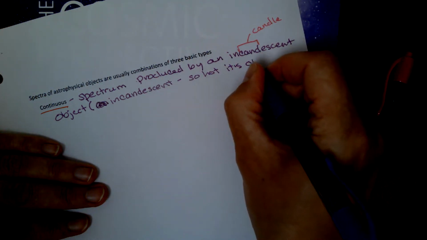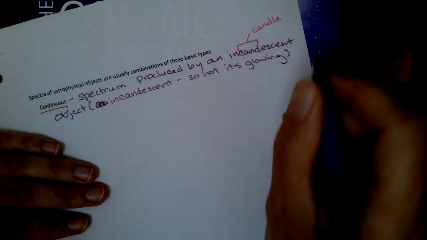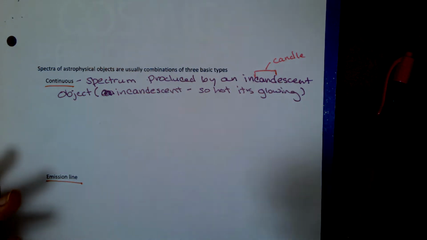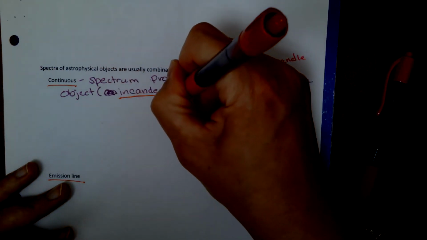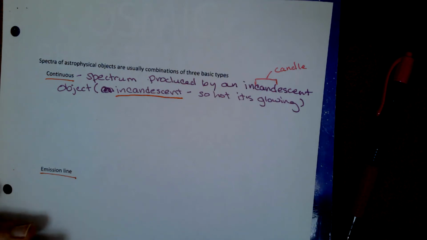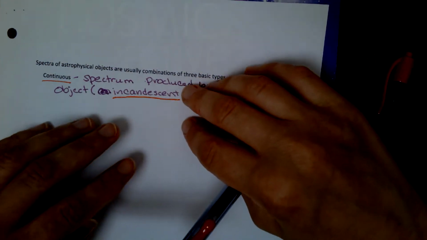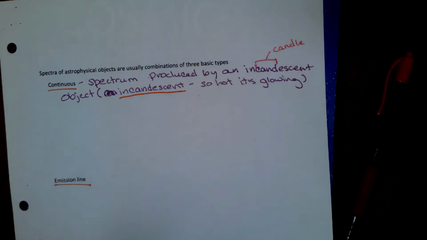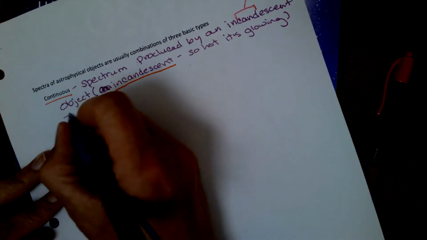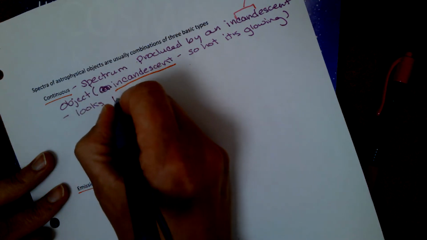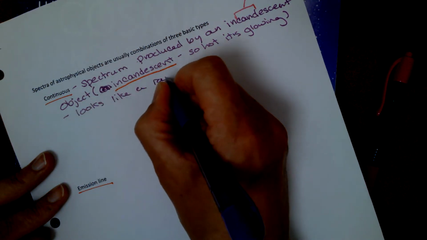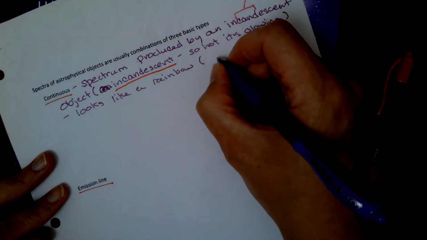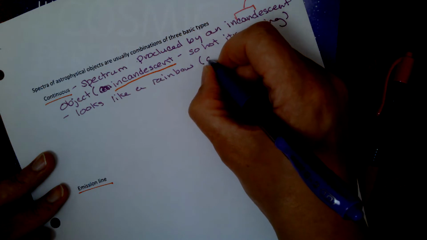it's glowing. And really, as we're going to learn about in thermal radiation, everything above absolute zero is hot enough that it's going to be producing some sort of spectrum. But in this case, we're talking about a very hot object producing a continuous spectrum. So a continuous spectrum looks like a rainbow. Or more accurately, a rainbow is an example. A rainbow is the continuous spectrum produced by the sun.